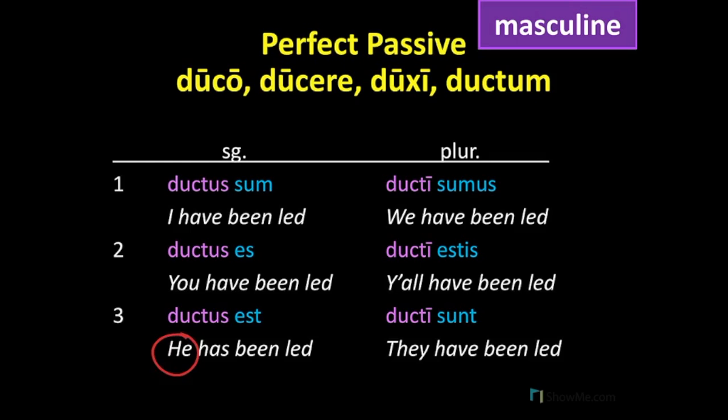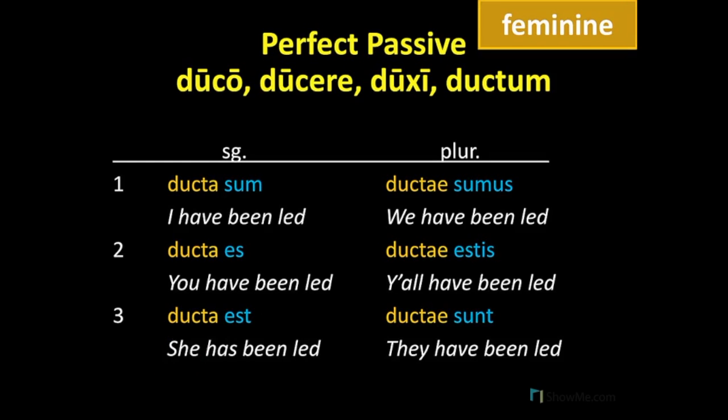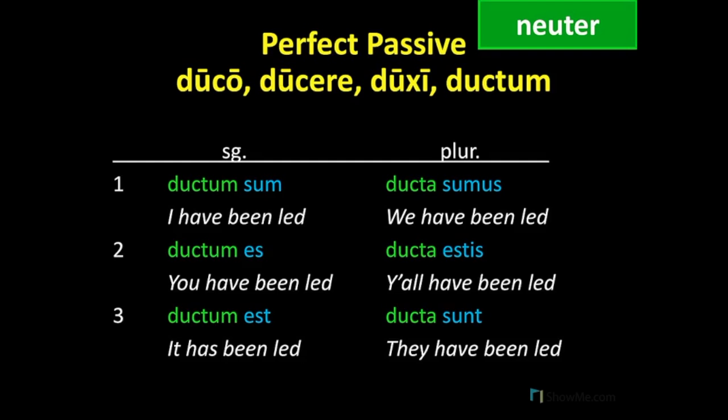Let's change this to show the feminine forms. We just change the participle to ducta in the singular and ductae in the plural. Notice that our subject of the verb is now feminine with the pronoun she. And let's look at the neuter forms, ductum in the singular and ducta in the plural. Notice that the subject is neuter and uses the pronoun it.